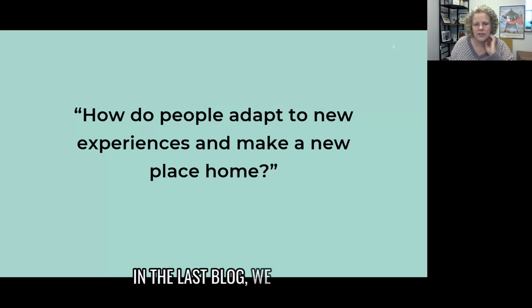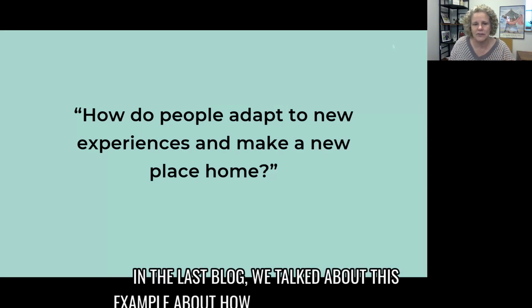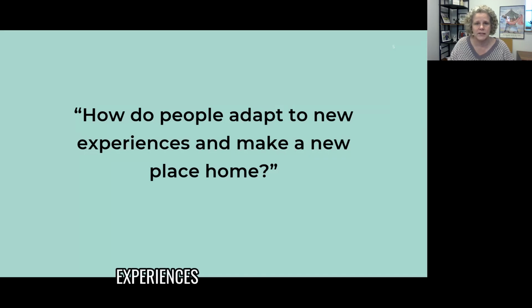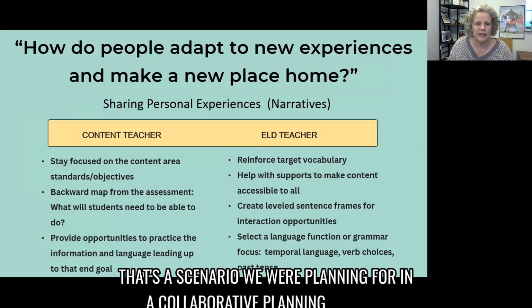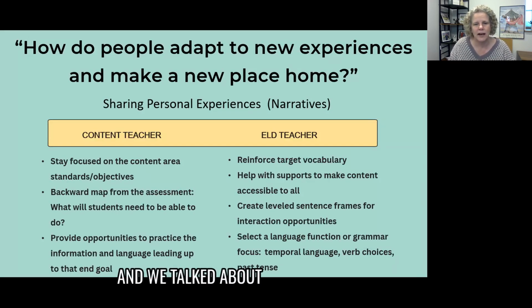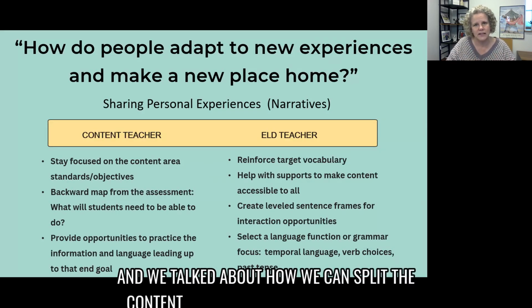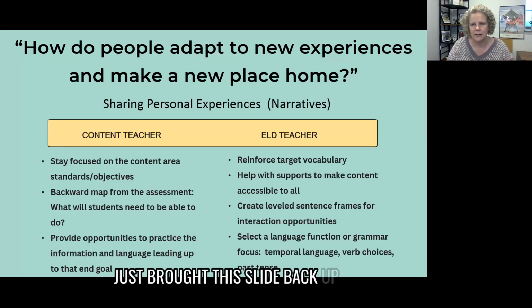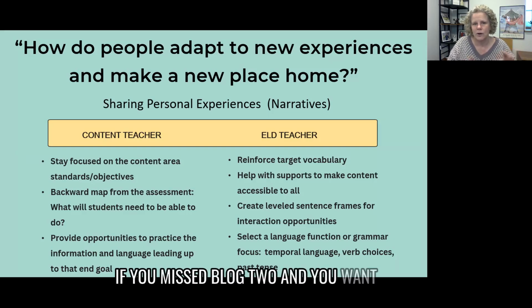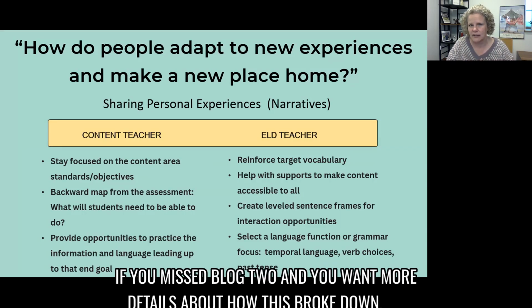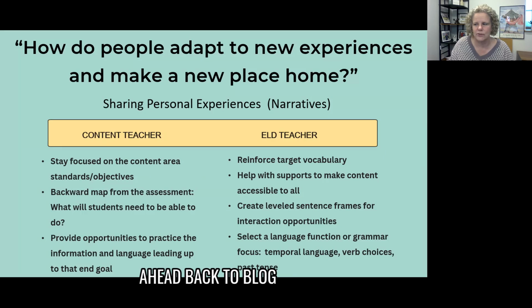In the last blog, we talked about this example about how do people adapt to new experiences and make a new place a home, right? That's a scenario we were planning for in a collaborative planning session. And we talked about how we can split the content teacher and ELD teacher roles. Just brought this slide back up to refresh your memory. If you missed blog 2 and you want more details about how this broke down, go ahead back to blog 2 and review.